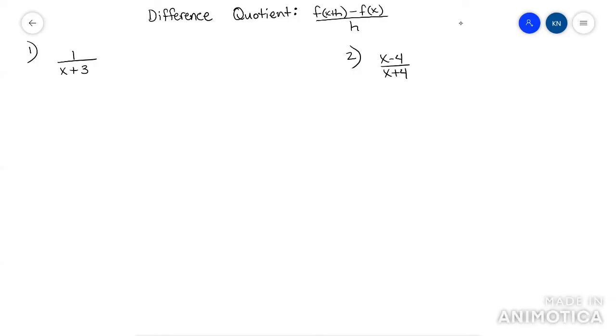Okay, I'm going to go ahead and give you two more examples of difference quotient on a rational, just because these are the ones that students usually struggle with the most. So let's go over number one, then we'll go over number two. First part, change x to be x plus h. So it'd look like this.